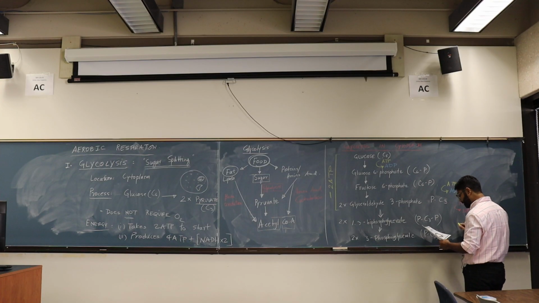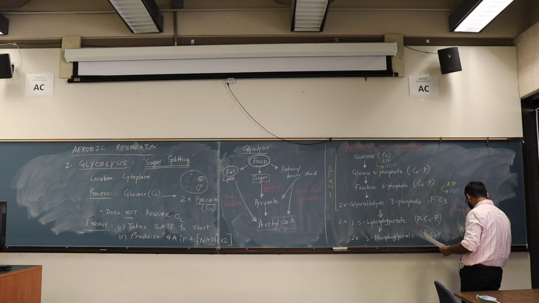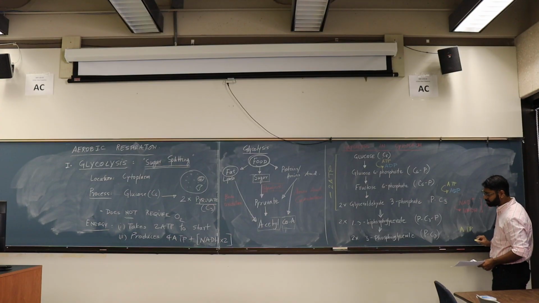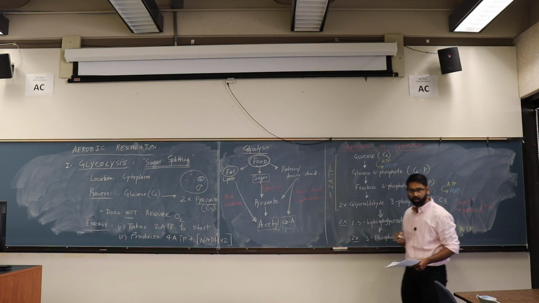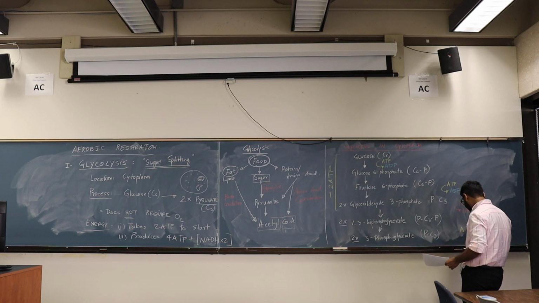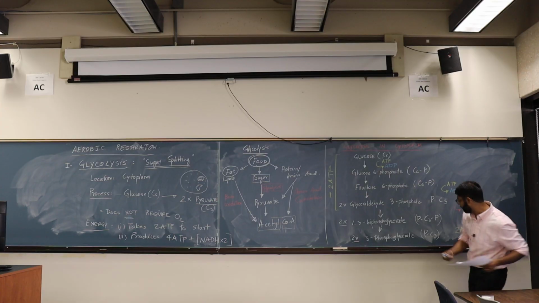Now in here, it starts to produce the ATP. How many ATPs at this step? Why? Because you can see that there are 2 of these things happening. So you will start getting 2. How did you get this? From the ADPs.